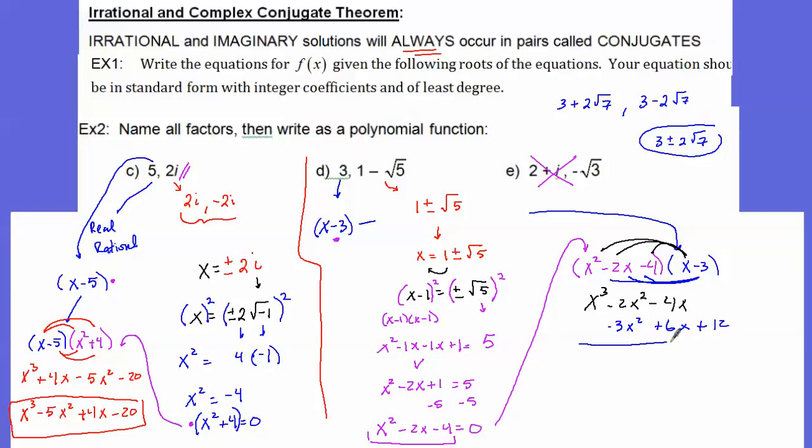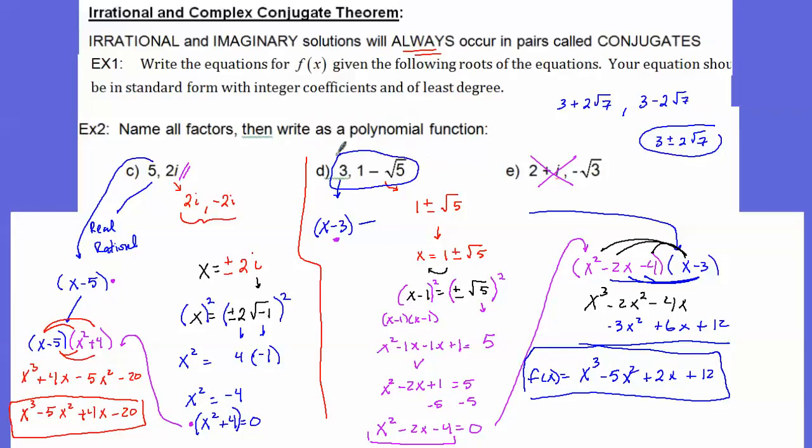Notice again, if I combine it this way, I've got vertical columns that have like terms. What I will do is combine my like terms and I will have my final polynomial. Negative 2 minus 3 gives me negative 5x squared. Negative 4 plus 6x gives me 2x plus 12. And I'm going to call this f of x. This is the polynomial that would have these as 2 out of the 3 solutions.